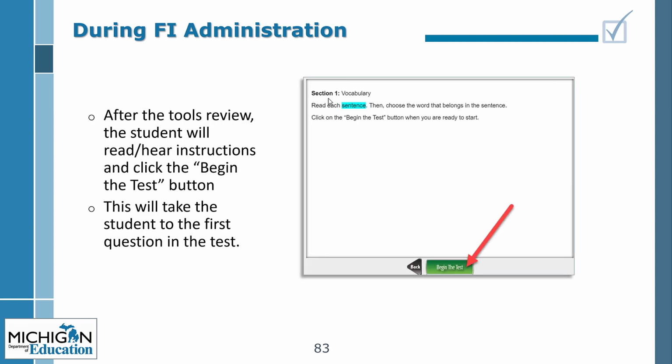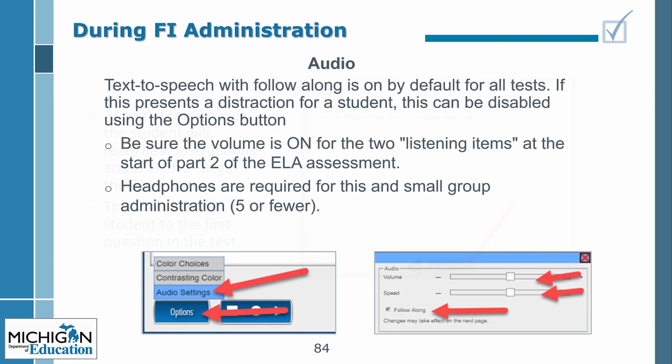After the tools review, the student will read or hear instructions and click the Begin the Test button. This will take the student to the first question in the test. The text-to-speech with follow-along is on by default for all online tests. If this presents a distraction for a student, this can be disabled by using the Options button.